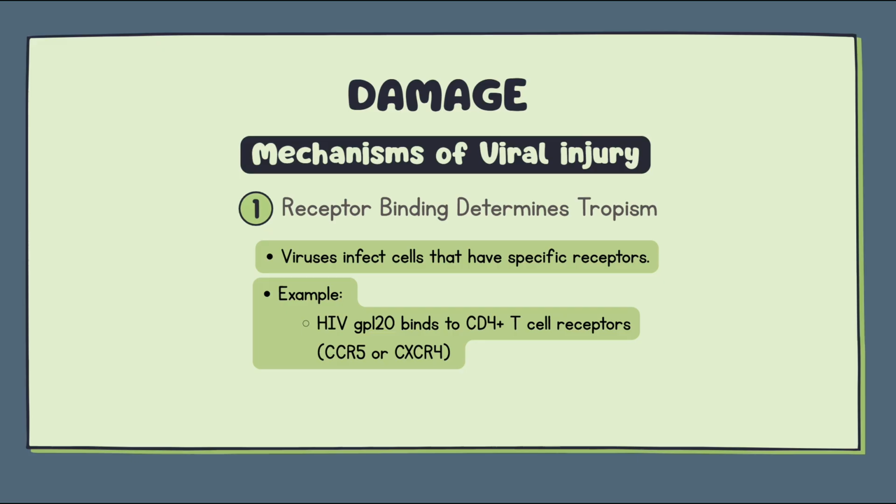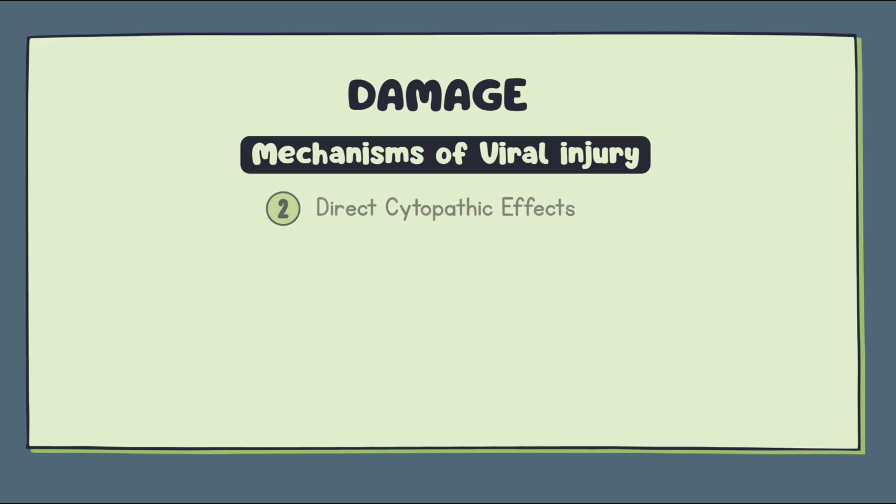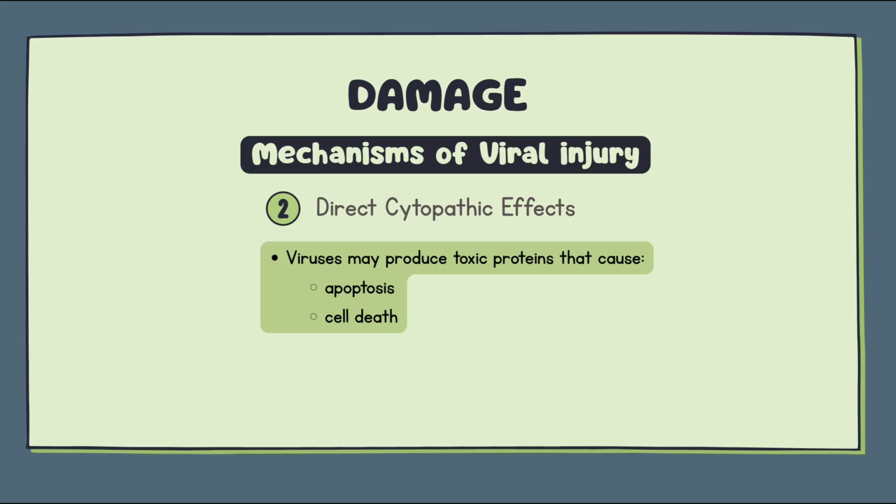The second way that they can cause disease is through direct cytopathic effects. So viruses may cause direct damage to the infected cells, known as cytopathic effects. And this damage can occur through toxic viral proteins, through the induction of apoptosis, which is programmed cell death. And these two processes would obviously lead to either cell injury or cell death, contributing to tissue damage.